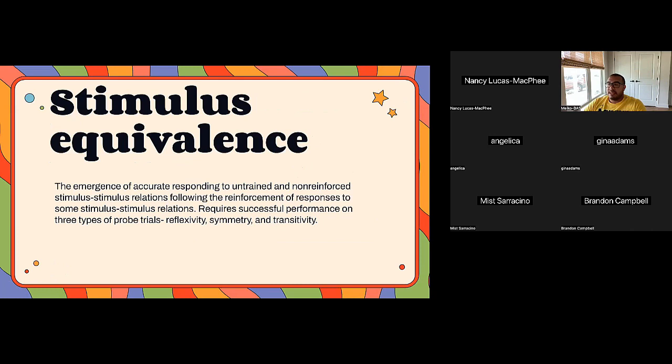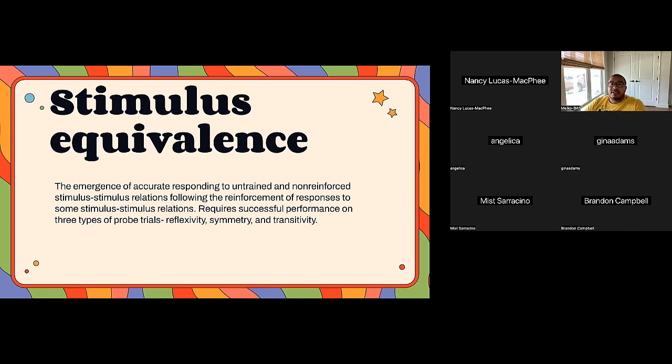Stimulus equivalence, and this is the textbook definition once again, is the emergence of accurate responding to untrained and non-reinforced stimulus-stimulus relations following the reinforcement of responses to some stimulus-stimulus relations. That's a fancy way of saying some of it might have been taught, but you need a lot of it to be derived, right? So that's kind of what that is saying.